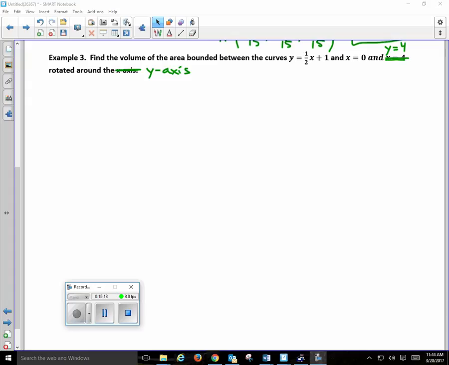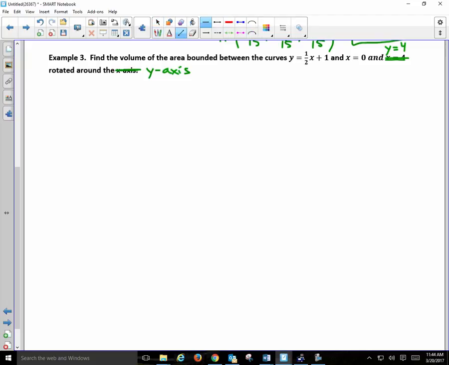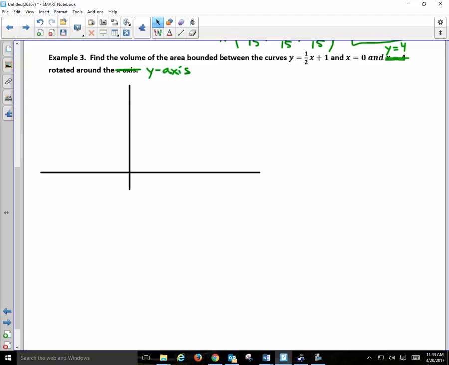Let's try another one together. We're going to switch this problem. Find the volume of the area bounded between the curves y equals 1/2 x plus 1, x equals 0, and y equals 4. We're going to rotate around the y-axis. Okay, so D. Weiland is seeing something important here. First of all, let's generate the shape. That's y equals 4, right?